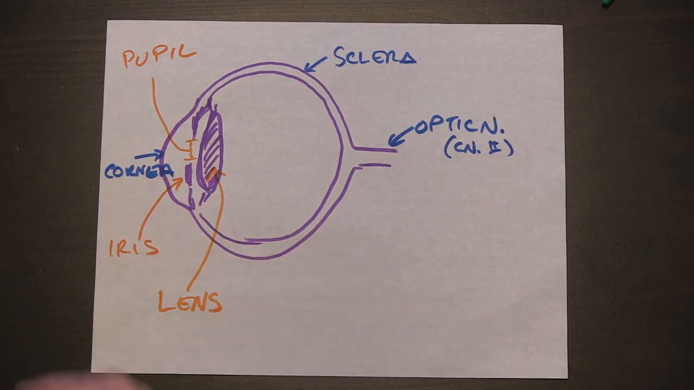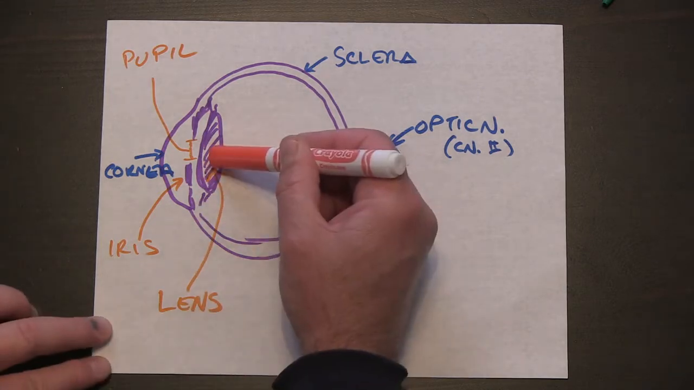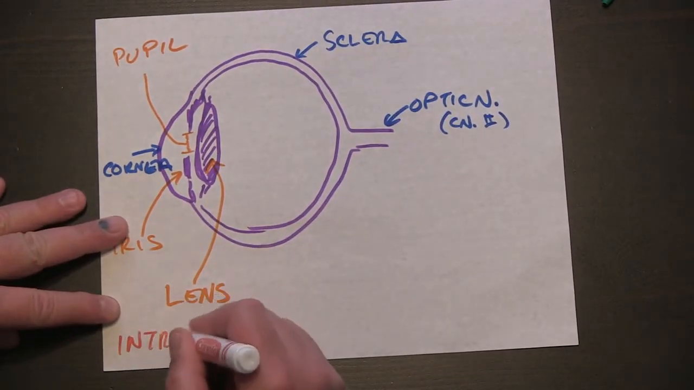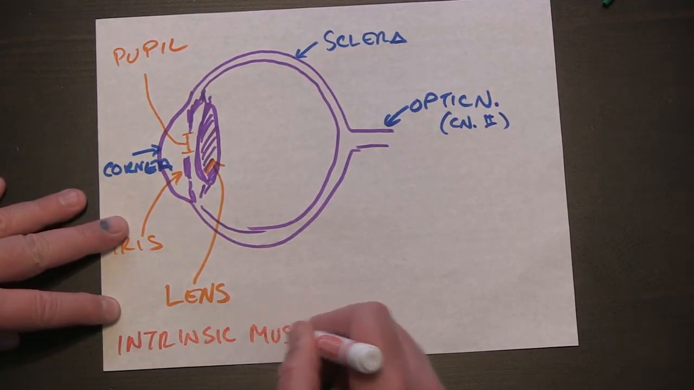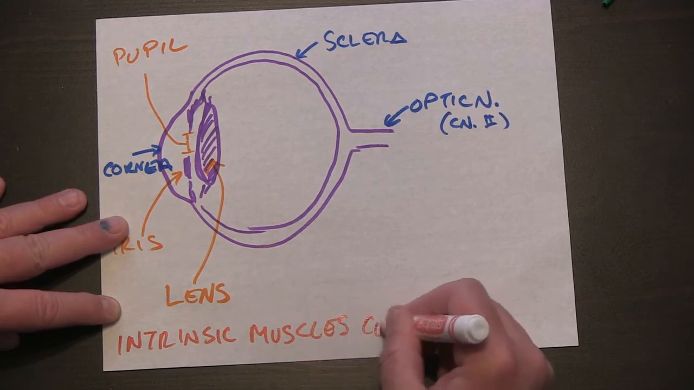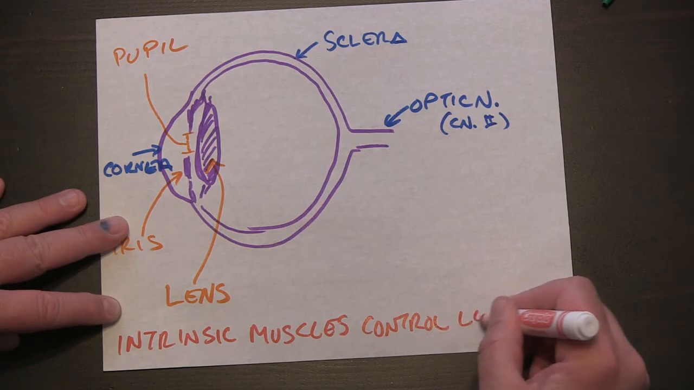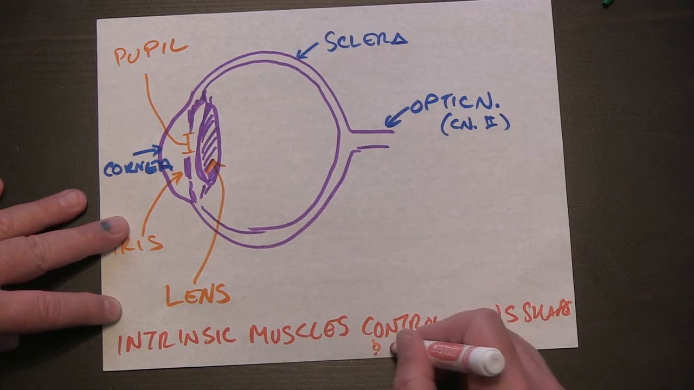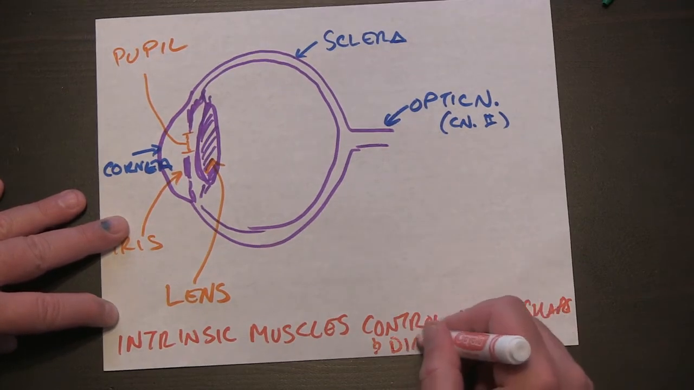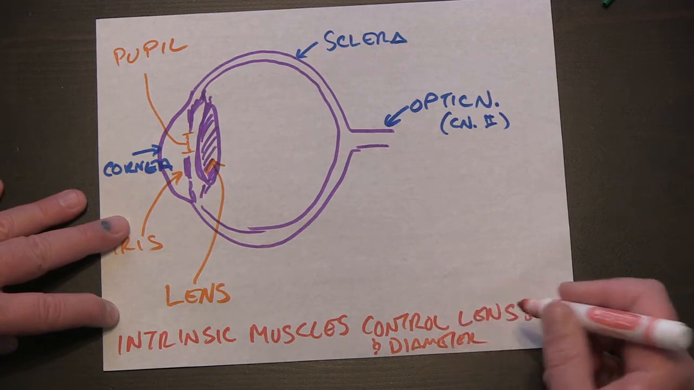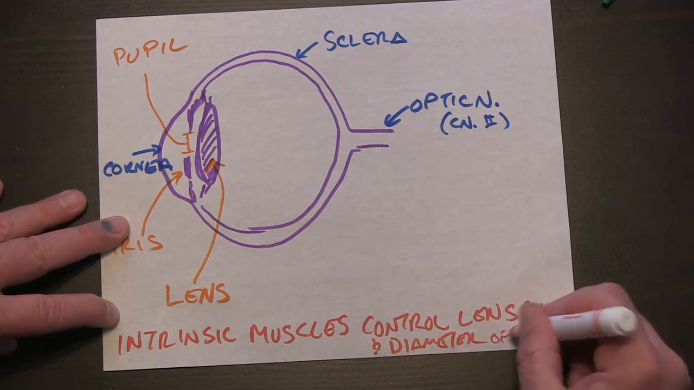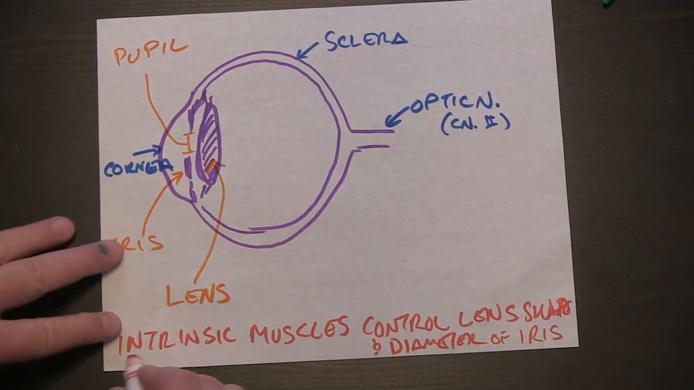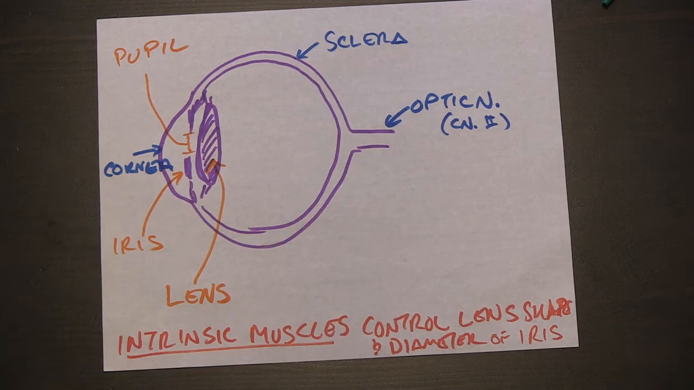There are muscles that control the shape of the lens and the size of the pupil, and those are called intrinsic. They control the lens shape and the diameter, or the opening, of the iris. So those are intrinsic muscles, versus the ones that are outside, which are called the extrinsic muscles.